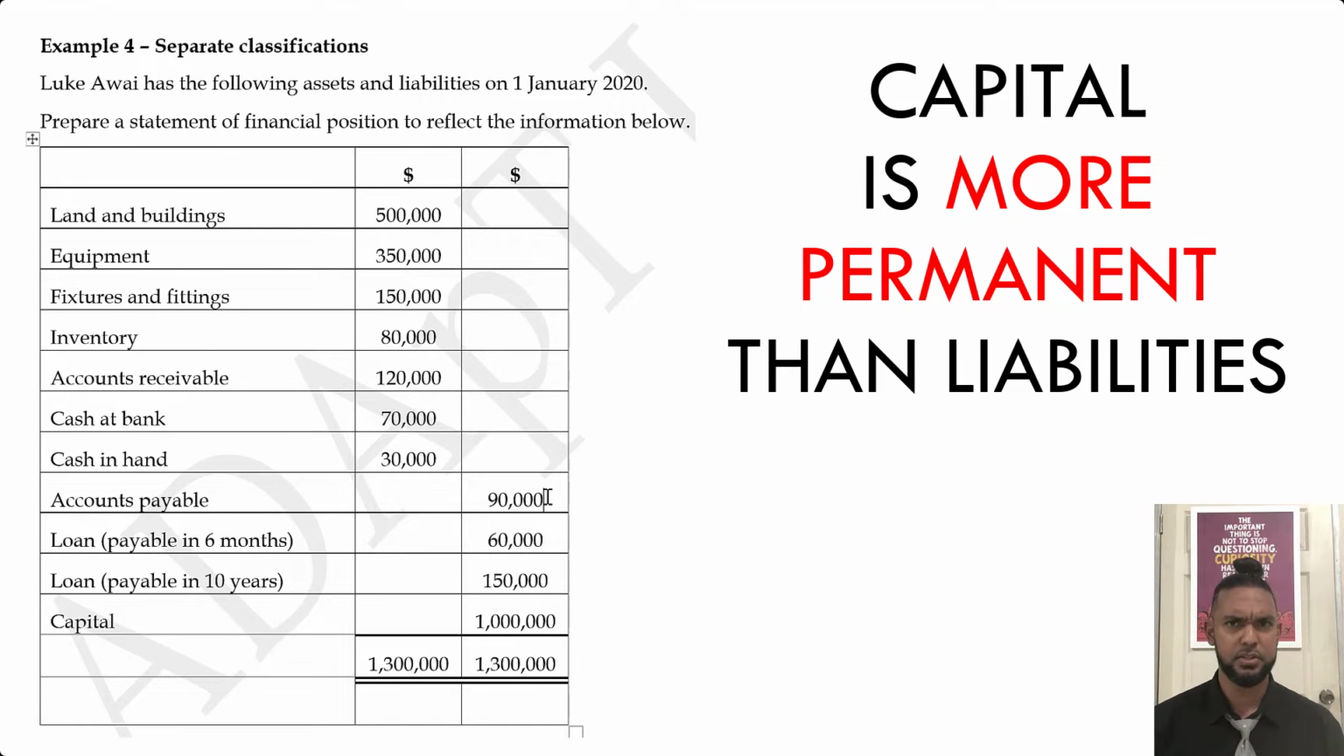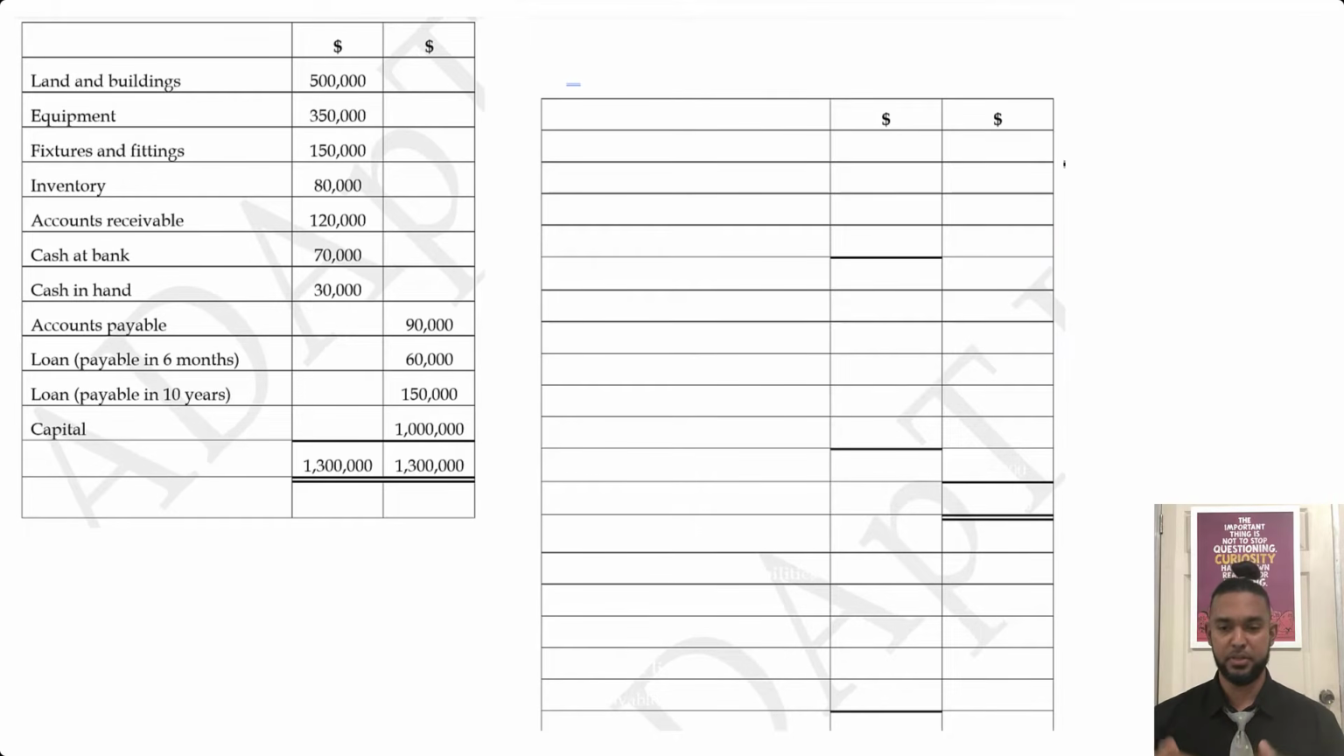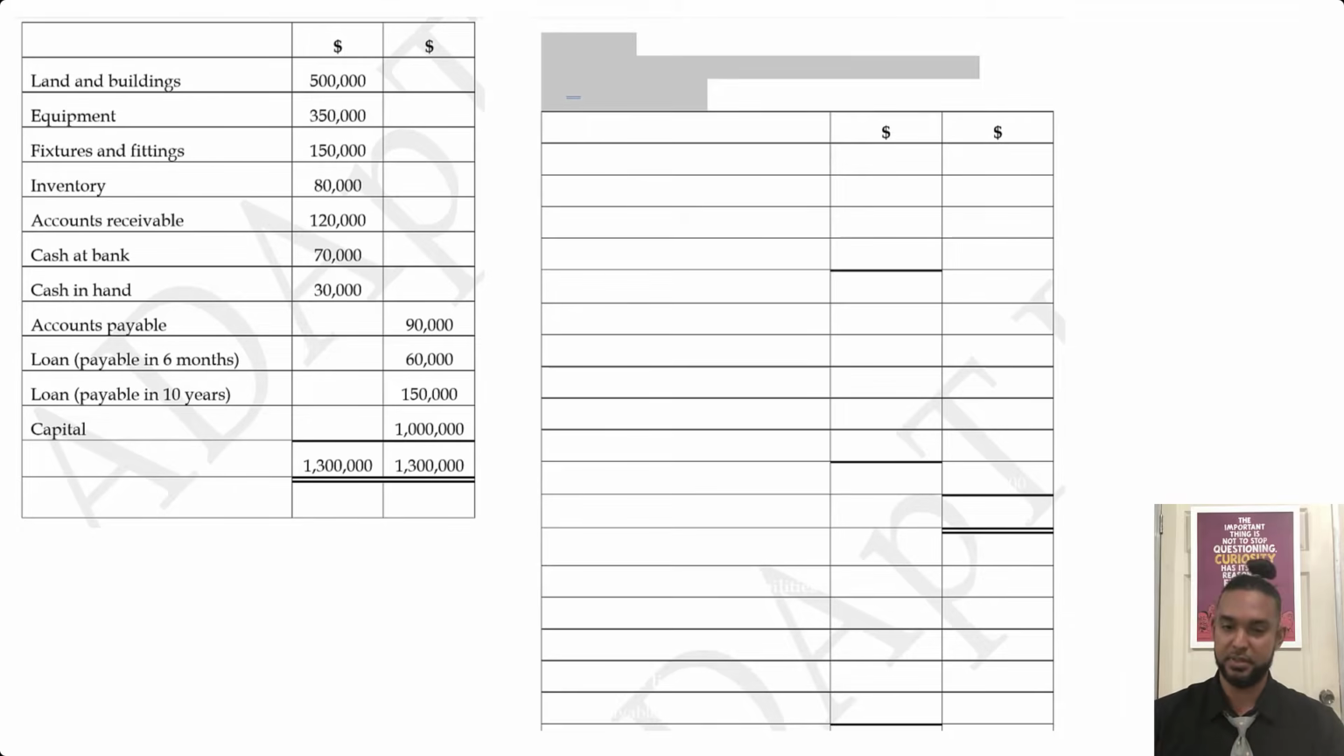So let's take a look and see how we would construct or prepare the balance sheet for this information using the classifications of non-current and current and the order of permanence. Okay, so the statement is going to be a bit long vertically, so I'm going to do it in pieces and show you pieces as I go along. So the first thing you need to do is head up your statement: Luca Y, statement of financial position.